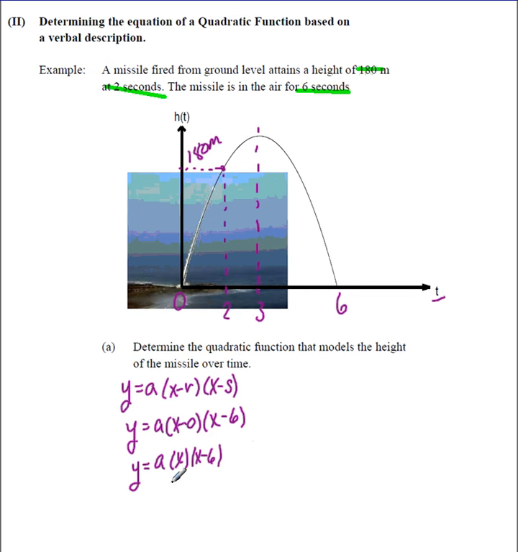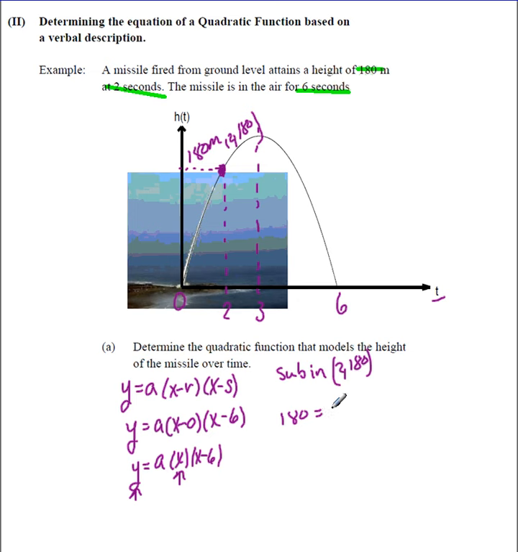And remember, what we're working towards here is factored form. We don't have the value of a, so we need to put in a value for x and y, and then we can solve for a. So an x and y pair that we know, or a point on the line, is (2, 180). So we're going to sub in 2 and 180.